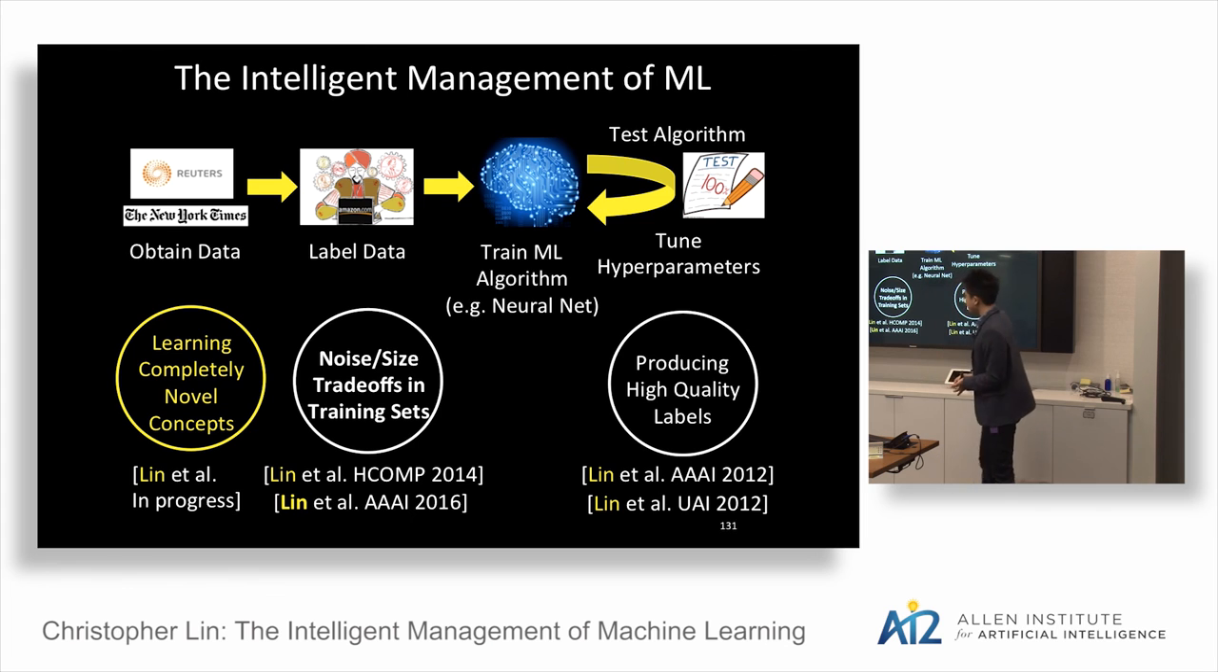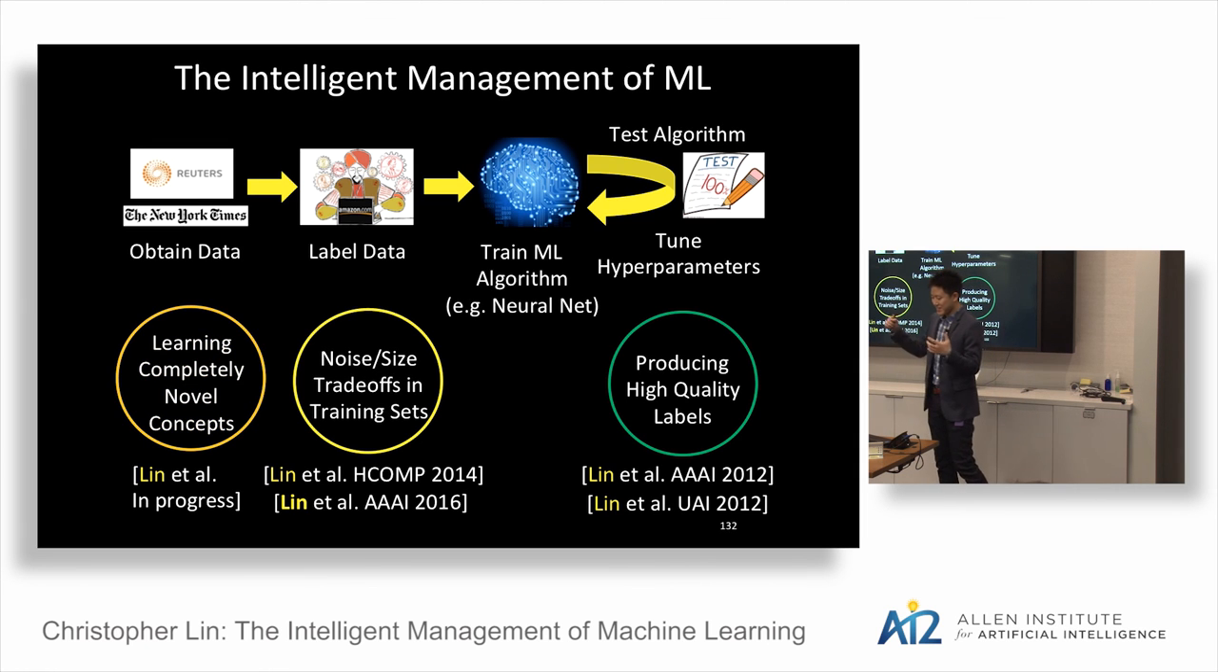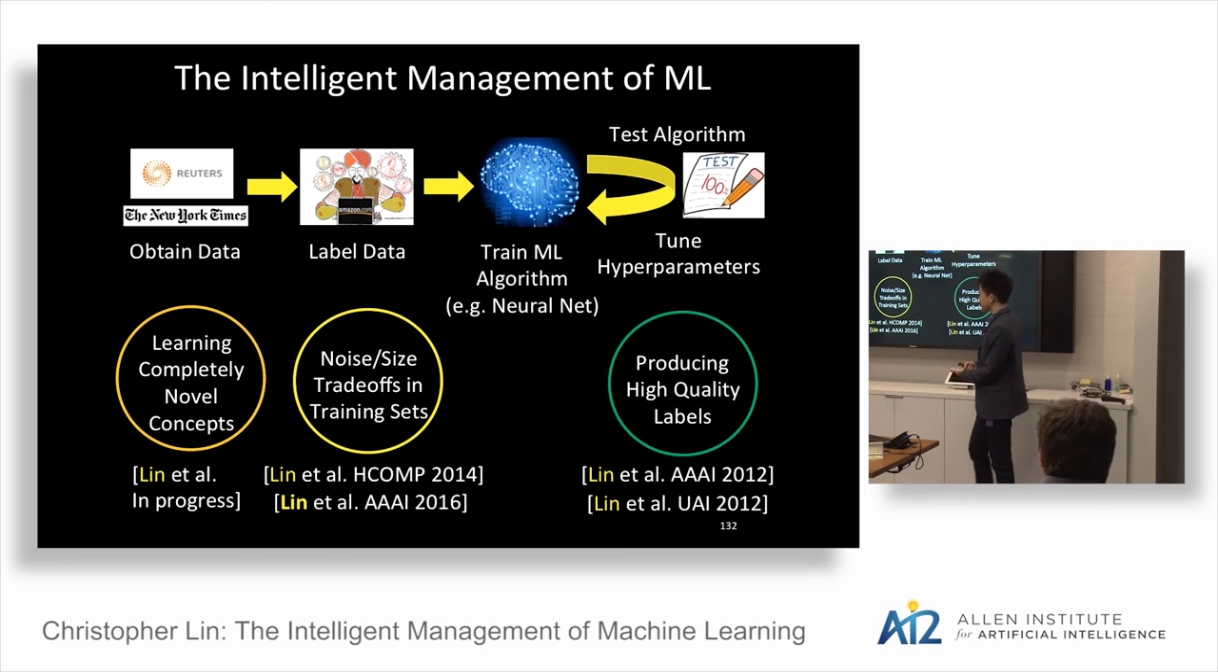All right, so that's the current state of learning completely novel concepts. I hope I gave you a good idea of what I've been working on in the last 6 years, from looking at how you can intelligently acquire gold standard labels to how you can make the trade-offs between noise and diversity in a training set to how you can learn completely novel concepts.